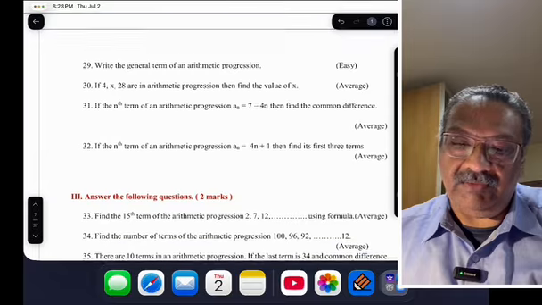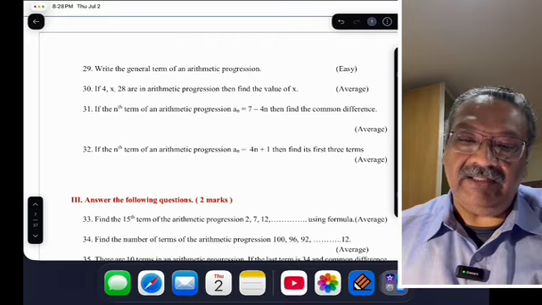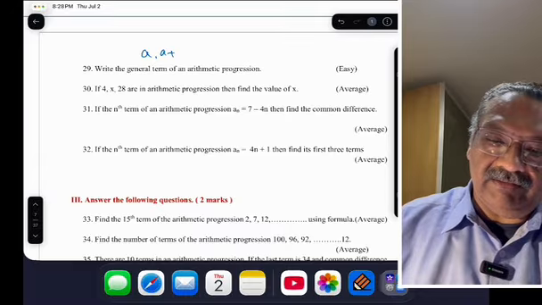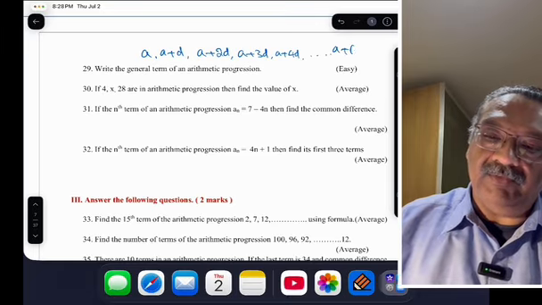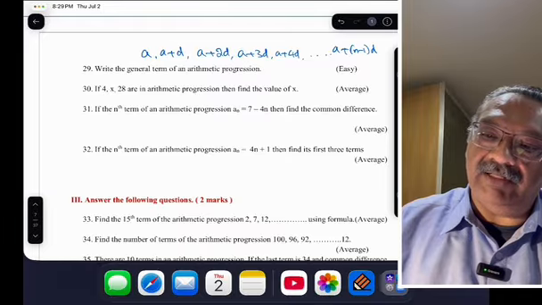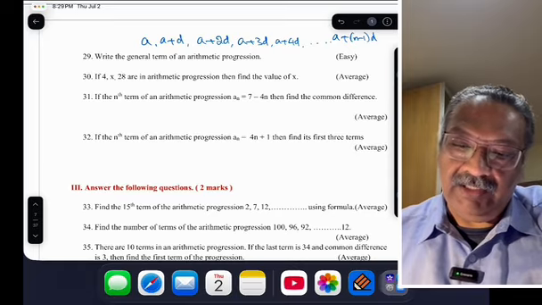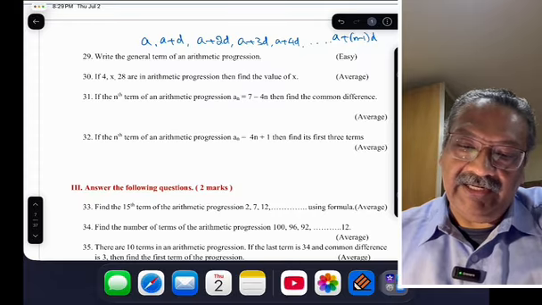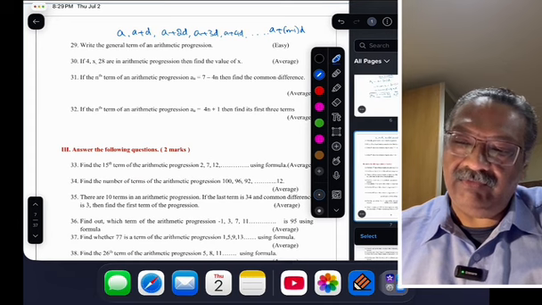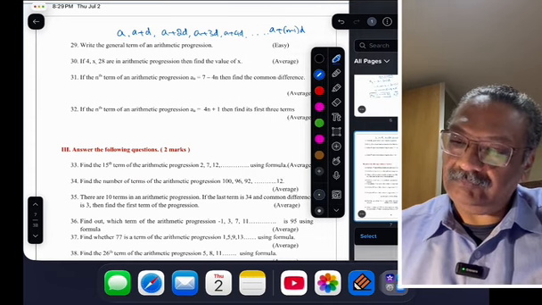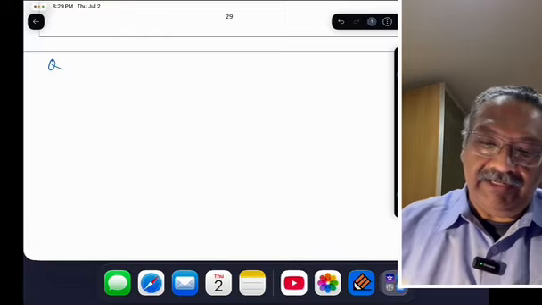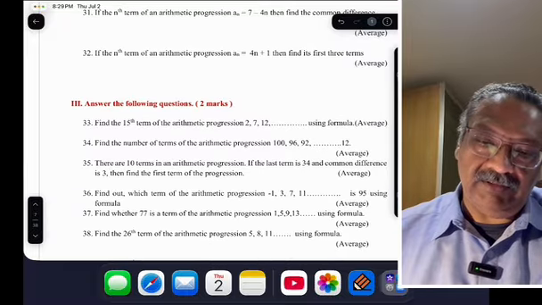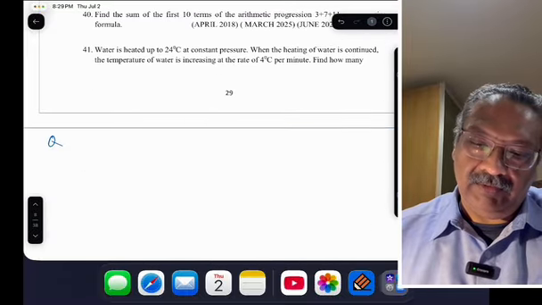28 is over. Now, let us come to the 29th question. Write the general term of an arithmetic progression. Simple. A, a plus d, a plus 2d, a plus 3d, a plus 4d, and so on. The last term will be a plus n minus 1 into d. This is the general term. Next question: if 4x and 28 are in arithmetic progression, then find the value of x. What is the number? Question number 30.